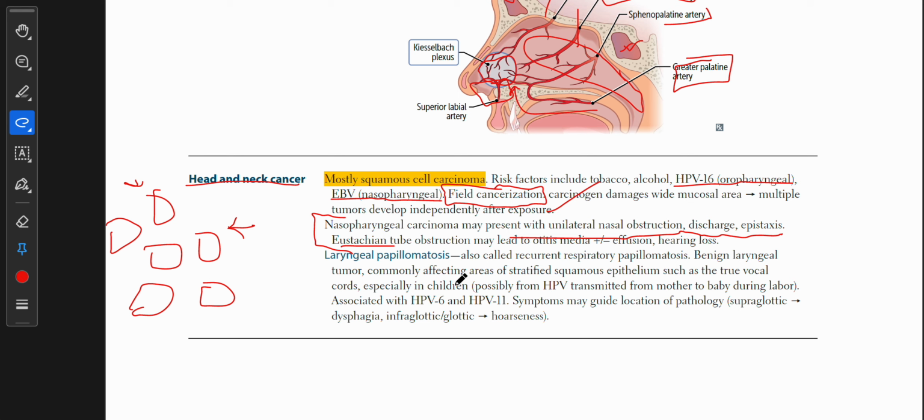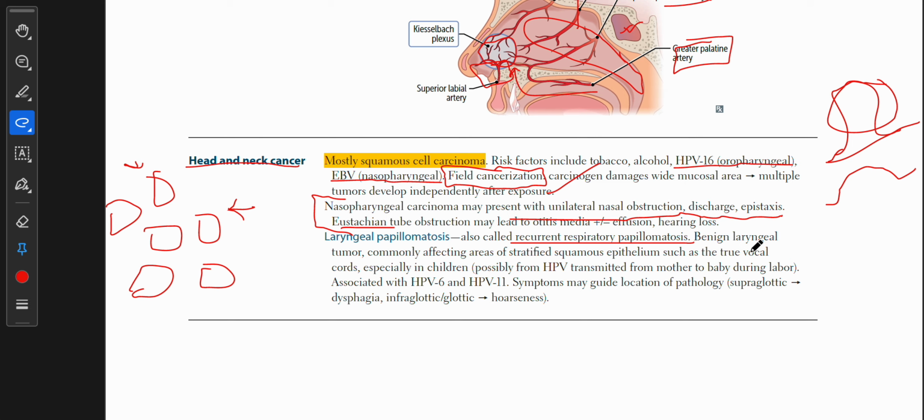And there is laryngeal papillomatosis, which is also in head and neck cancer. Laryngeal papillomatosis, also called recurrent respiratory papillomatosis, because it occurs time and again. Papillomatosis means there is a papilloma. A papilloma is a budding of tumor, like a mushroom. Suppose this is a skin surface, and this is a papilloma, right? A papilloma can be stalked, or it can be fused without any stalk.